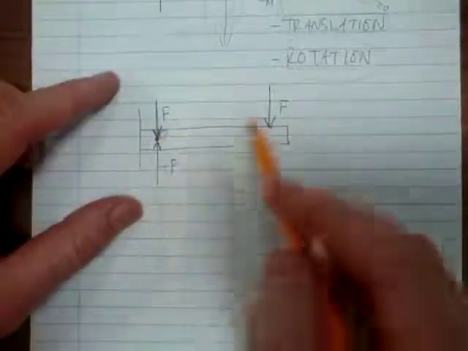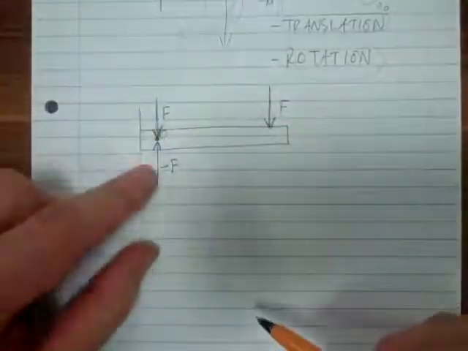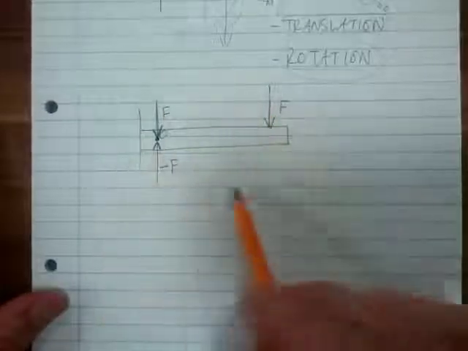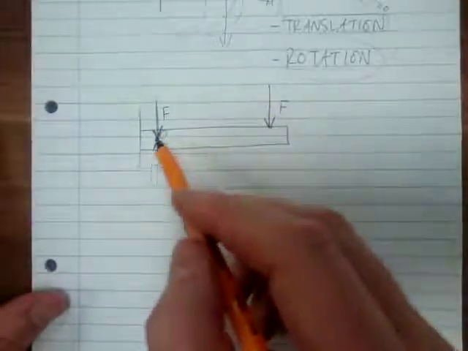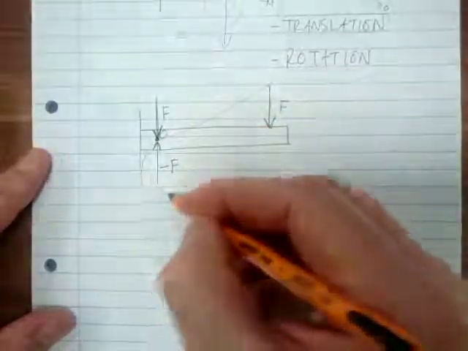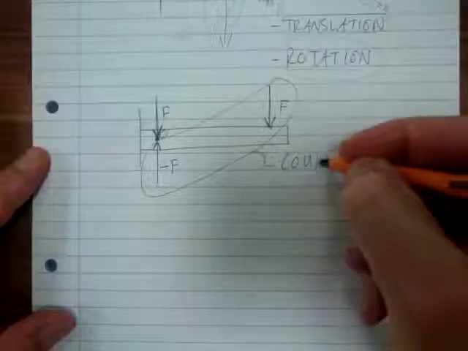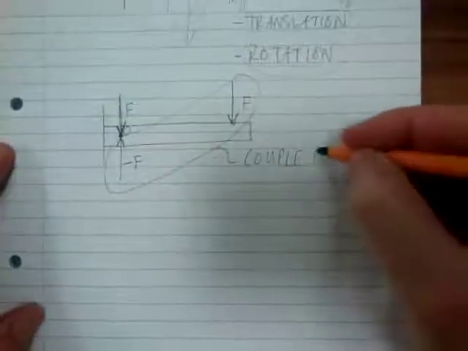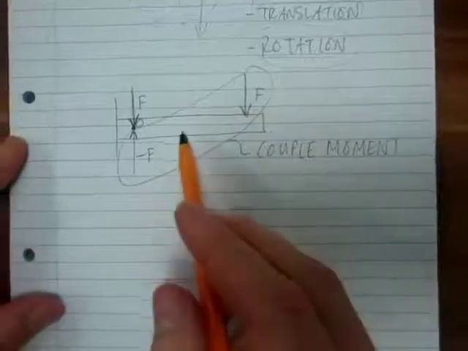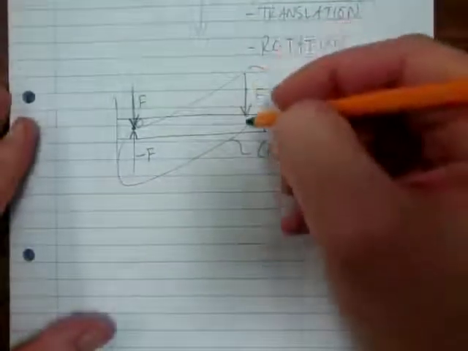Now, what do you see? What do we have here? Right? Because that cancels out, we have an equivalent system here. But now, what do you see is happening? We have a force over there plus a couple moment. This is a couple moment. Okay? And how do we determine the couple moment?